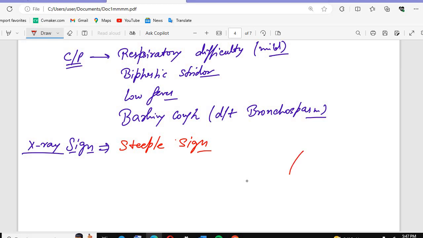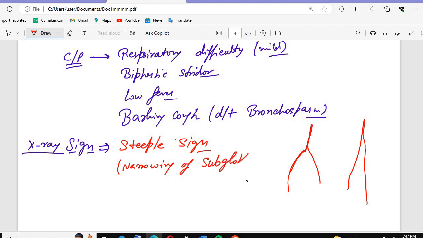Church, you know the church. In the church you will see this type of structure, so this is the steeple sign. The trachea looks like this. Why the steeple sign, sir? Due to narrowing of which part? The subglottis. If they are a good examiner, they will ask directly about the steeple sign; if they want to check your knowledge, they will give you narrowing of the subglottis.